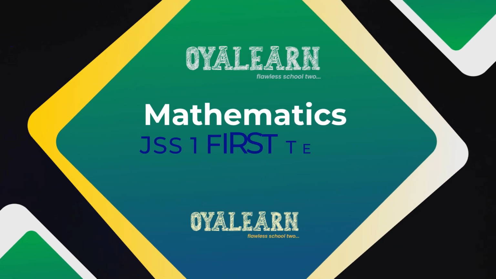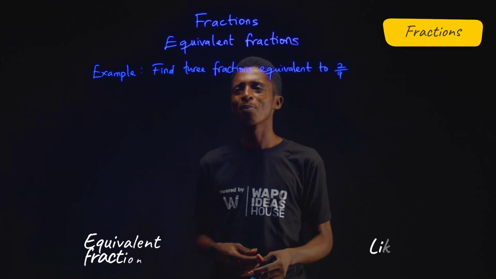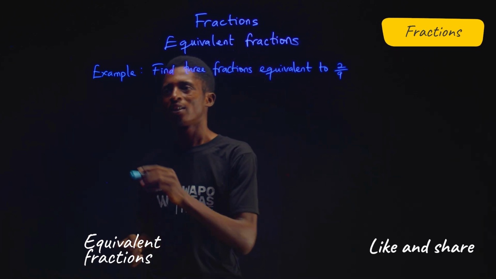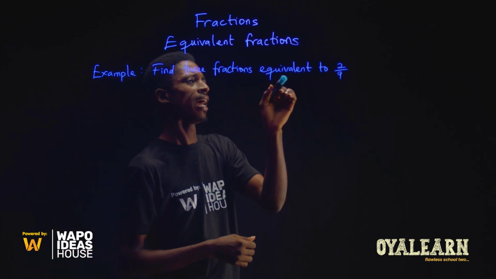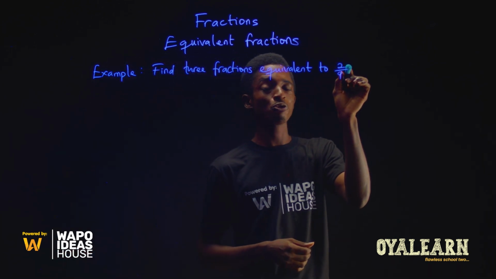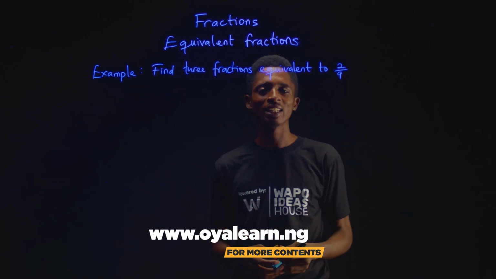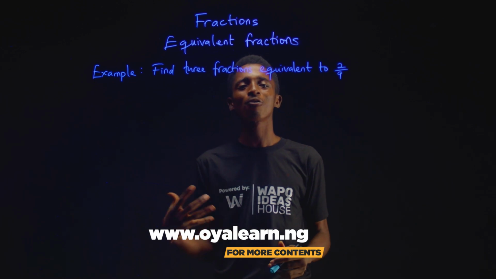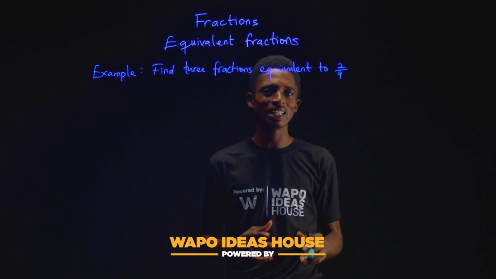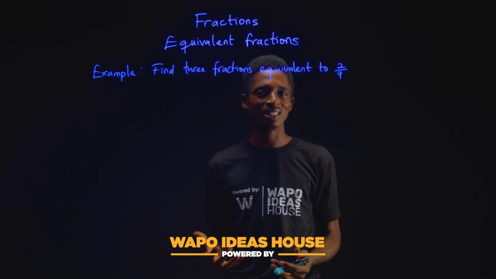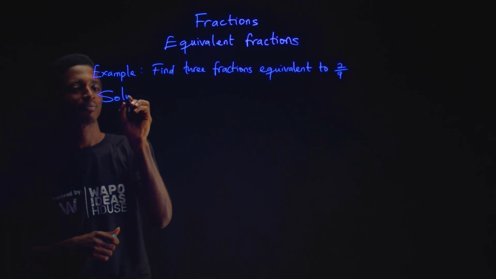Hello, now that we know what to do to find the equivalent of a fraction, let us now apply it to this question. So in this example, we are to find 3 fractions equivalent to 2 over 9. That is, we are working with the fraction 2 over 9, and we are to find 3 other fractions that have the same value as 2 over 9, but are represented with different numbers. Let's do this. Solution.